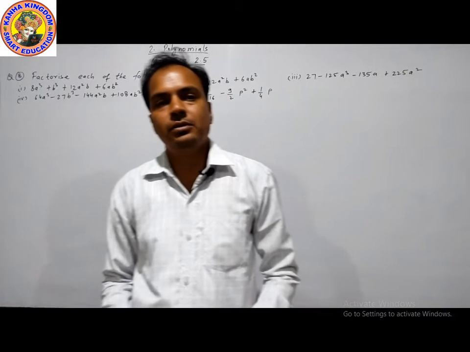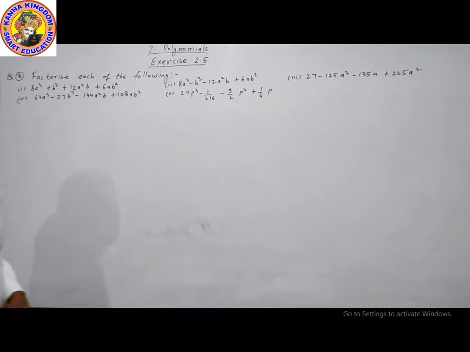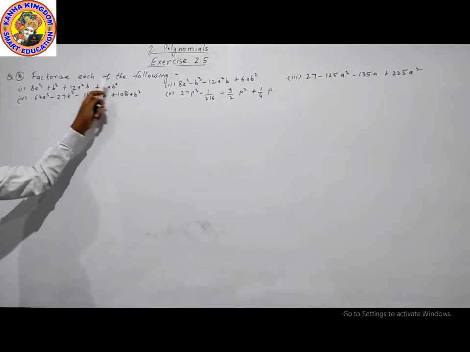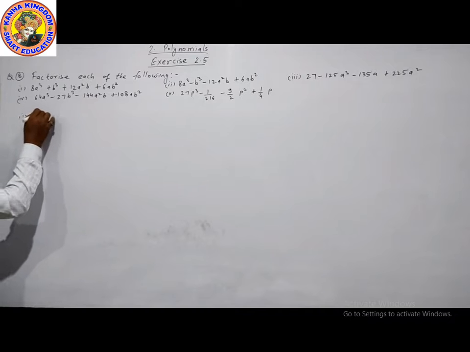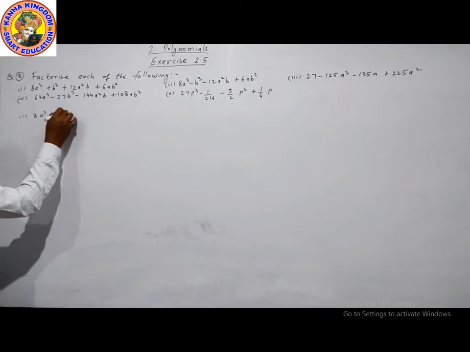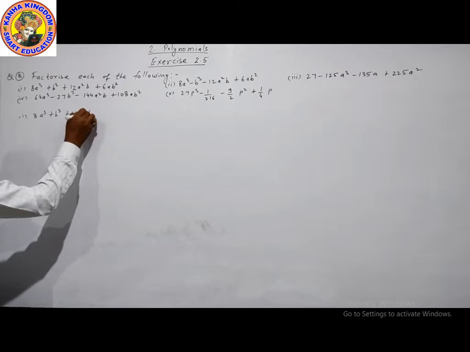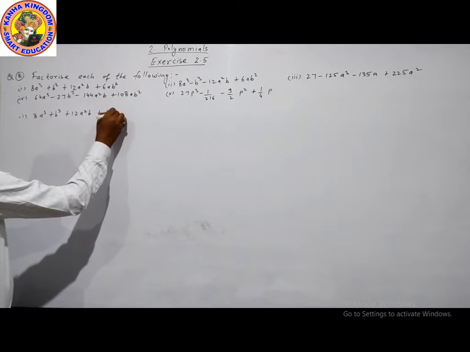Our chapter number 2, Polynomials, exercise 2.5, question number 8. Factorize each of the following. First question is 8a cube plus b cube plus 12a square b plus 6ab square.